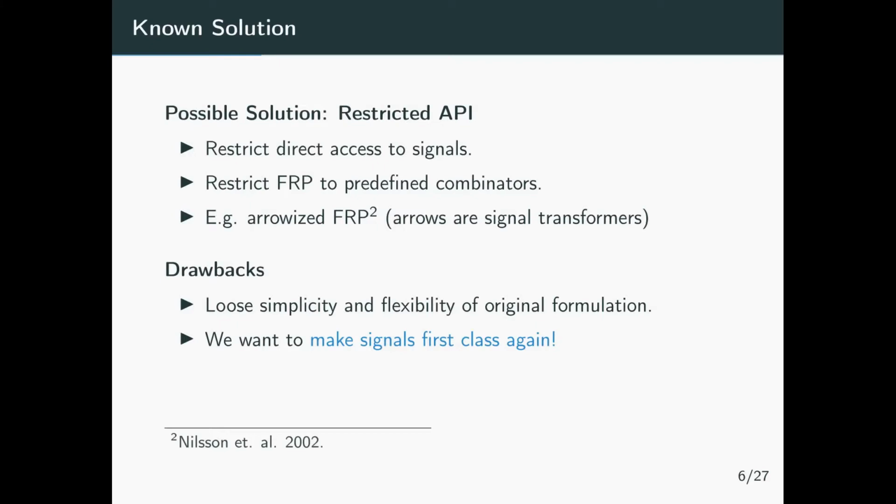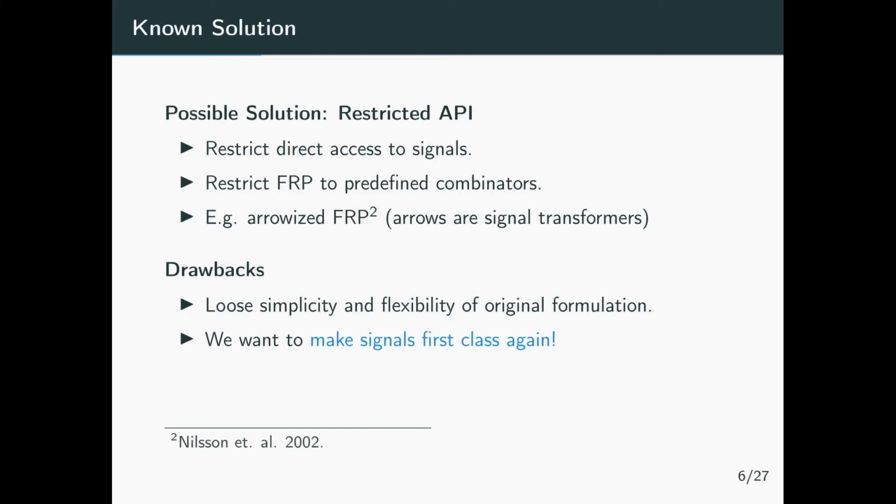One possible solution is that you simply restrict the API. You say, well, you don't have direct access to signals because this can lead to these kind of leaks. So we restrict FRP to predefined combinators, right? So you don't have direct access, you just have some combinators on hand. And this can be very successful, right? This is the arrowized FRP approach where arrows are signal transformers, then you get a bunch of these in hand, and you build a program of these, and then we hope that somehow these predefined combinators are leak-free, right?